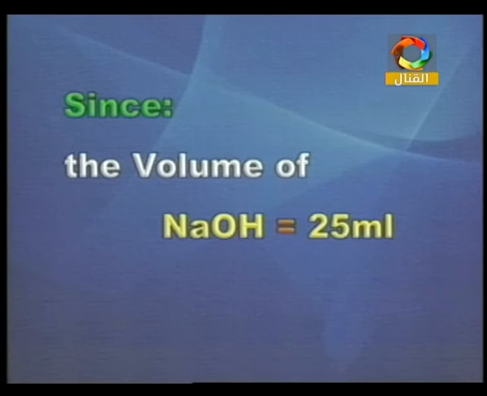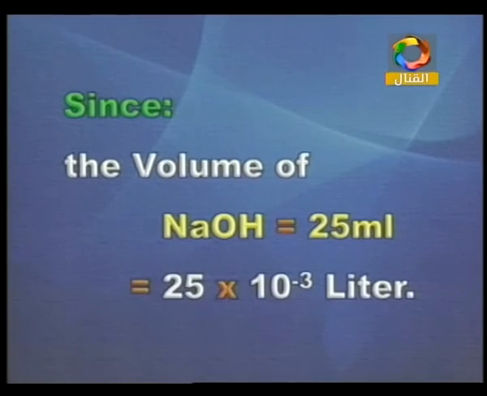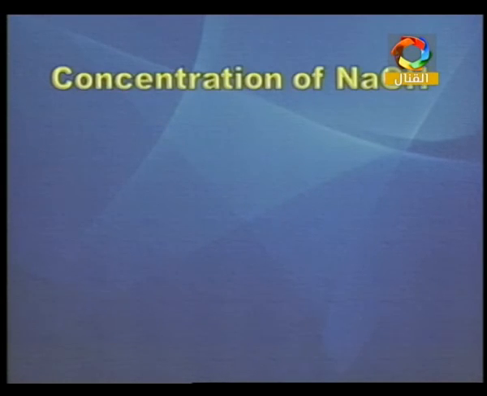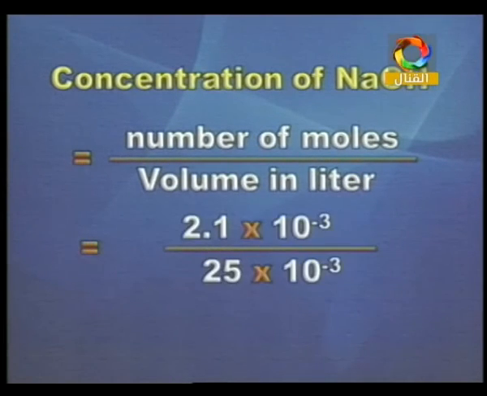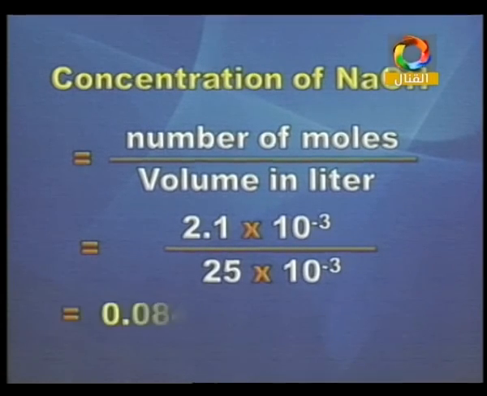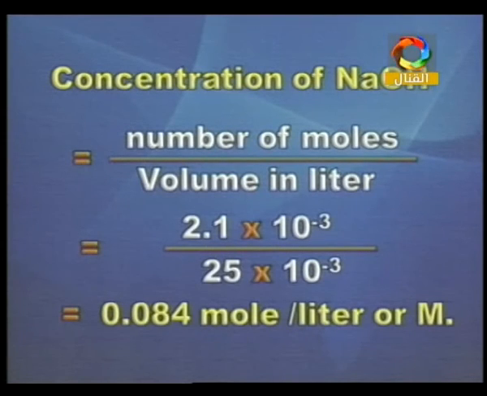Since the volume of sodium hydroxide equals 25 milliliter, so 25 times 10 power negative 3, to change it into liter, then the concentration of sodium hydroxide equals number of moles over volume in liter, equals 2.1 times 10 power negative 3 over 25 times 10 power negative 3, so it equals 0.084 mole per liter or molar.